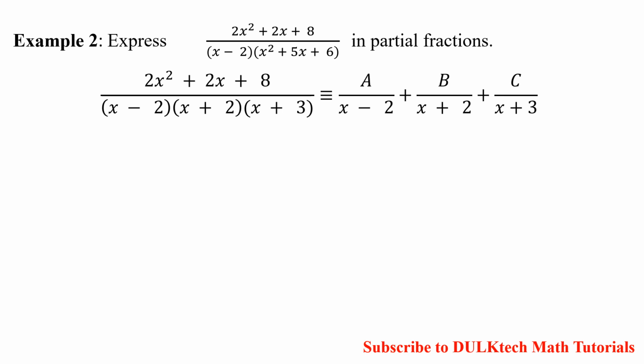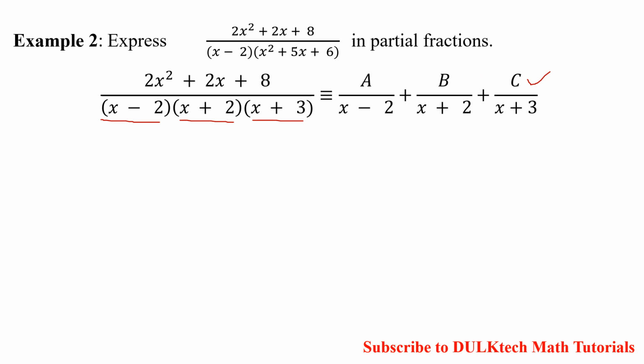We have these factors: x minus 2, x plus 2, and x plus 3. So we have a possibility of having 3 fractions since we have 3 factors in the denominator. We are very sure of the denominators, but we don't know the numerators, so we're going to use a, b, and c to represent the unknown numerators. The next thing is to clear the denominator.